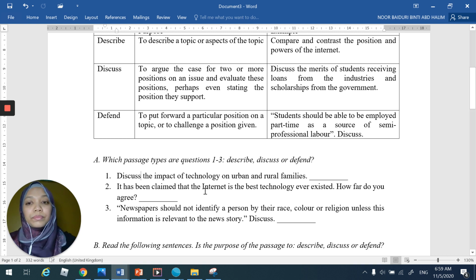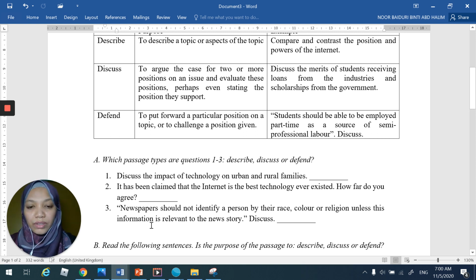Let's look at number 2. It has been claimed that the internet is the best technology ever existed. How far do you agree? For question number 2, which do you choose? Describe, discuss, or defend? For this kind of statement, it is actually to describe. So the author would be describing how it is that the internet is the best technology ever existed. In what ways? Now let's look at number 3.